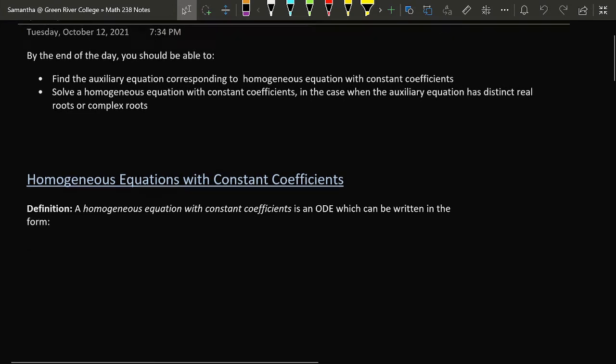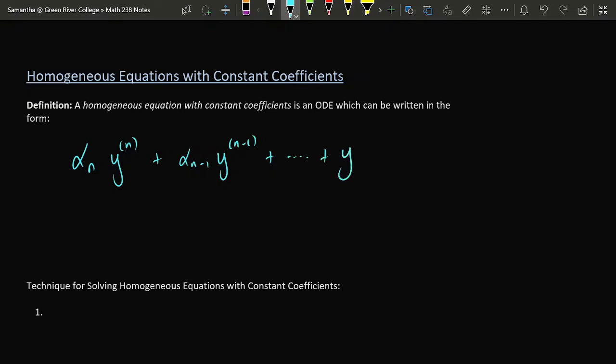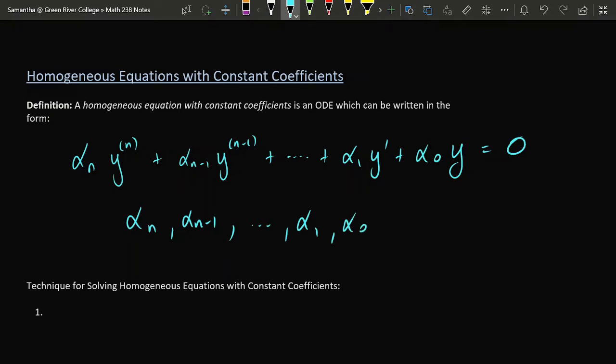So a homogeneous equation with constant coefficients is just a homogeneous equation where in front of all the derivatives of y, we just have constants there. Alpha sub n times the nth derivative of y, alpha sub n minus 1 times the next derivative down to the first derivative of y times a constant, plus a constant times the 0th derivative, the original function. The only difference here is that non-constant functions of x are not allowed. These all have to be real numbers.